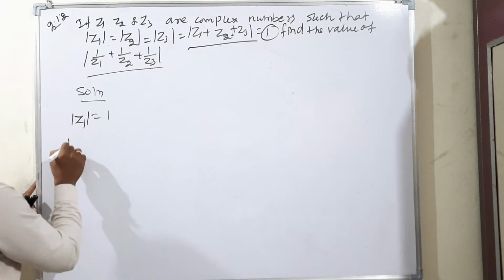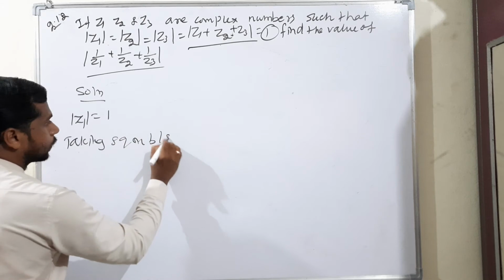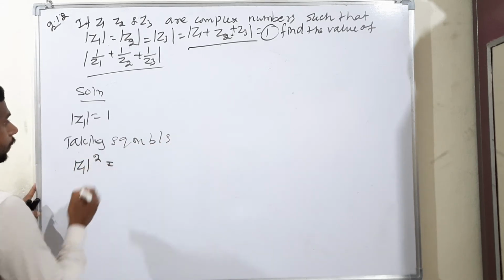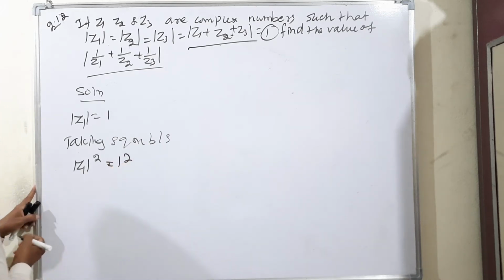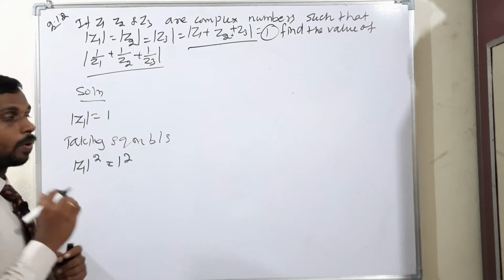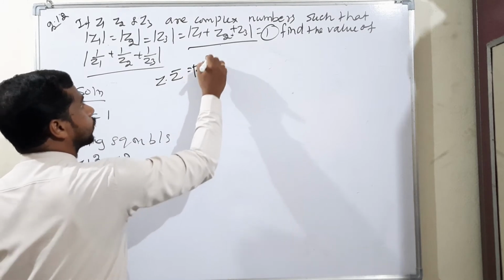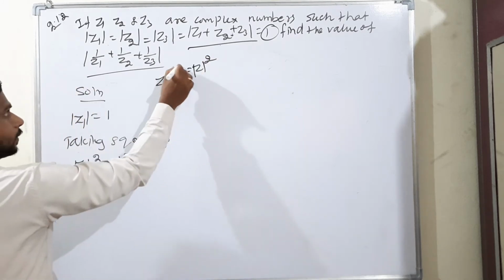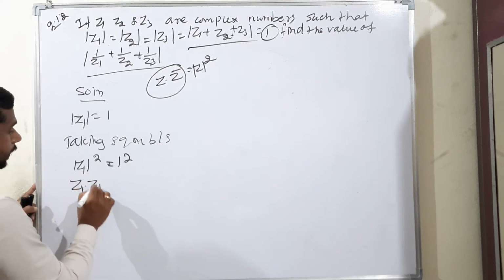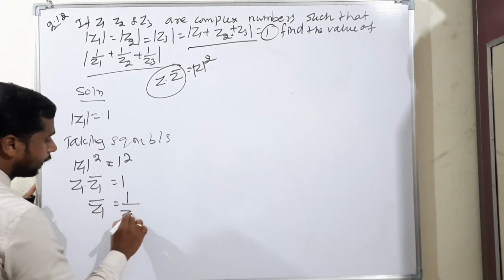Taking the square on both sides, modulus of z1 squared is equal to 1 squared, so the value will be 1. As I told you when discussing the concept, z into z bar is equal to modulus of z squared. So instead of modulus of z squared we can write z into z bar. Therefore z1 into z1 bar is equal to 1, so z1 bar is equal to 1 by z1.